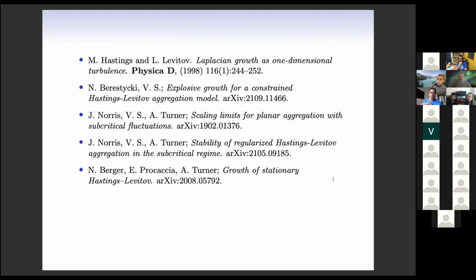So that's again Hastings-Levitov on the upper half plane, but the growth is not constrained, the cluster is not constrained to be a tree, meaning that particles are not forced to land on the previously arrived particles, but growth can happen everywhere on the upper half plane. So it's not even clear a priori that this model is well defined, and they analyze this model in this paper. Okay, thank you very much for your attention.